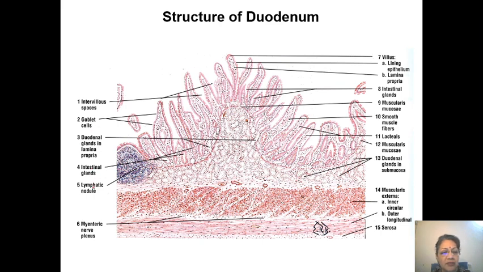Then you may see lymphatic nodules which are coming right under the surface. A lymphatic nodule is very sharply demarcated because of its dark color, lymphocytes stain purple. So if you are seeing these purple dots right under the surface, then it is a lymphatic nodule. And you may or may not see the myenteric nerve plexus. You must remember the villus has a lining epithelium, a lamina propria. Then apart from the villus, there are intestinal glands. There is a muscularis mucosa with smooth muscle fibers.